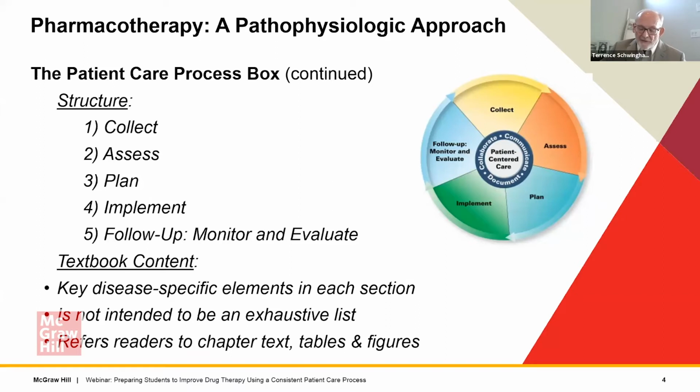I just want to point out that the patient care process box in the textbook contains key elements about each specific disease. It's not intended to be an exhaustive list or 100% comprehensive, but rather it should serve as a learning aid for readers, and they should be able to look at the patient care process box, add to it, modify it, and use their learning from the textbook chapter to create their own patient care process. Remember that the box was created by the authors of the chapter, and it really reflects their opinions and their recommendations. So yours, as instructors or as students, may differ somewhat from what the authors have.